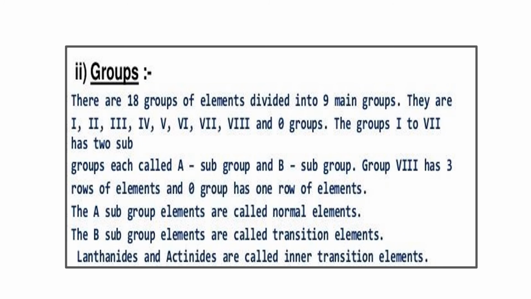Now, the elements which are present in the groups 1 to 7 are divided into two groups as group A and group B, subgroup A and subgroup B. The 8th group has 3 rows of elements, and under these, lanthanides and actinides are present, which are known as inner transition elements.